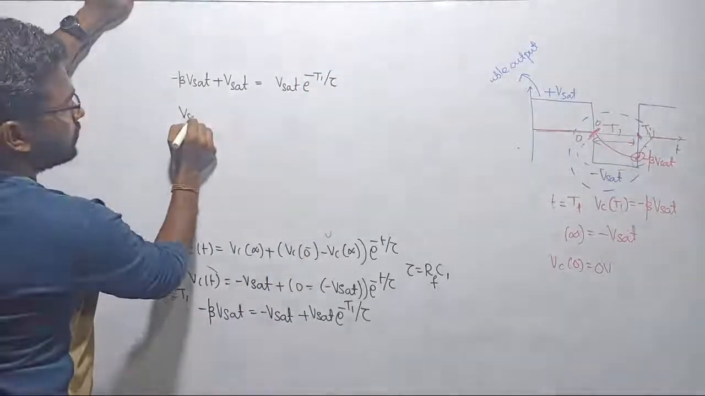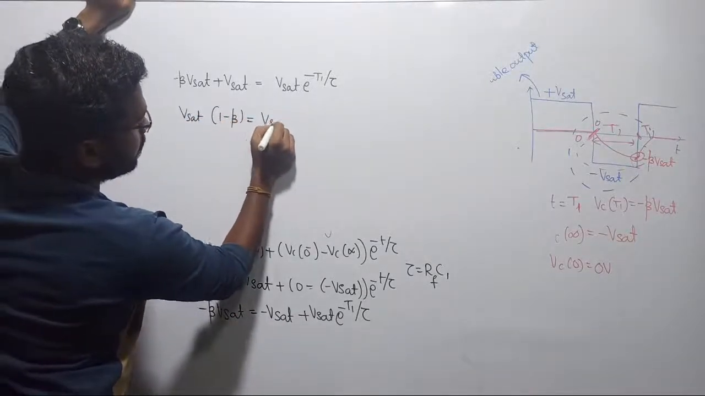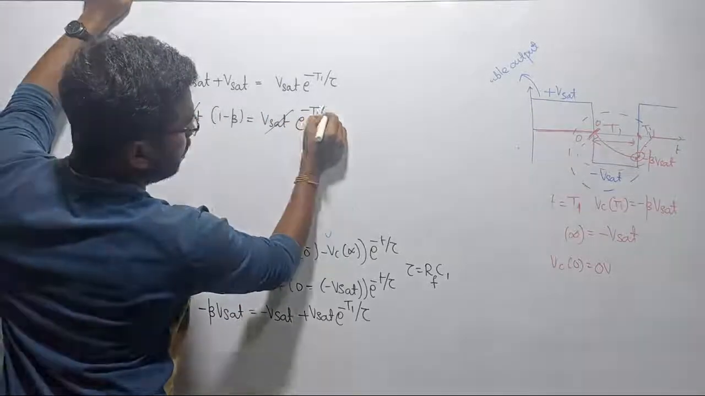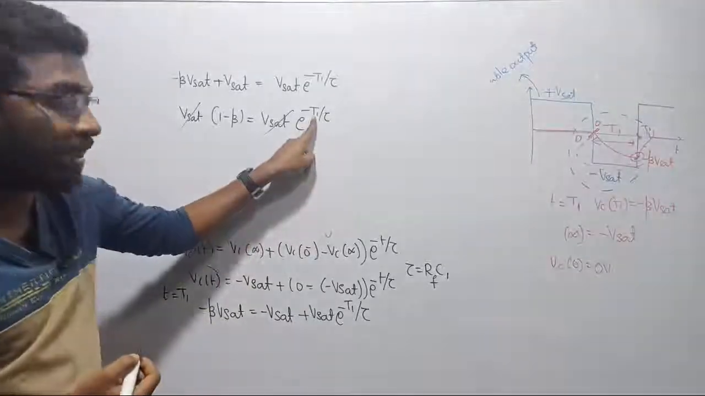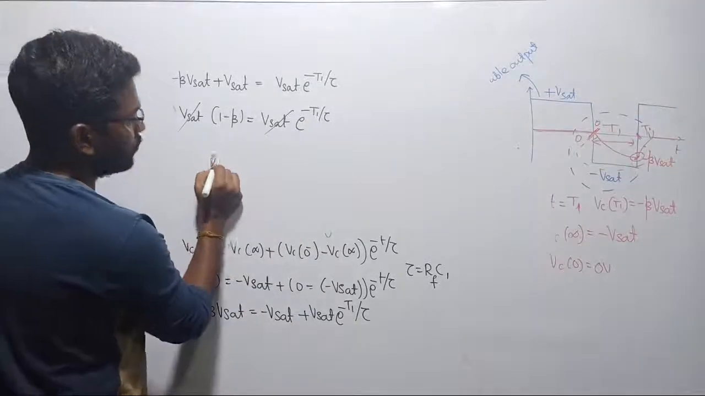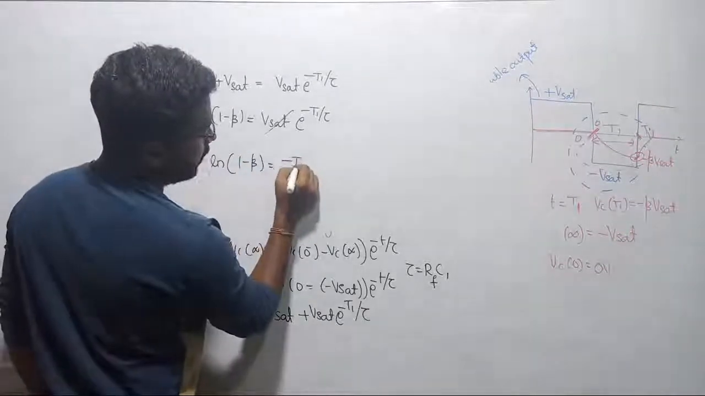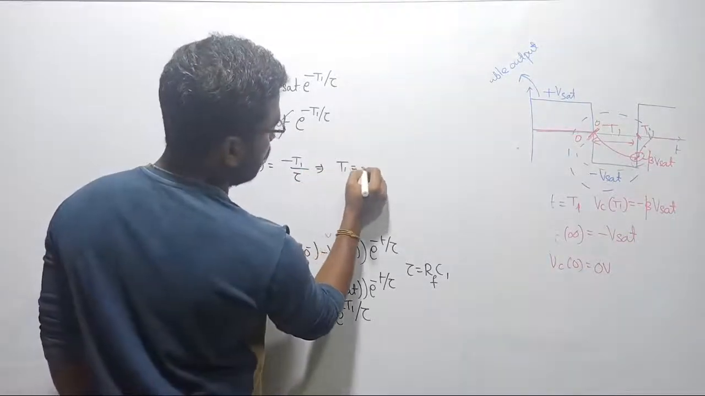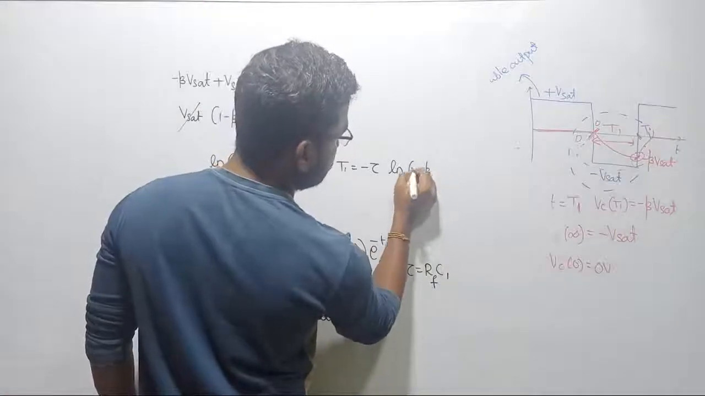Taking Vsat outside, it becomes 1 minus beta equal to Vsat cancelled, e power minus t1 by tau. Now we know how to cancel this exponential, because my target is t1, right? Take ln on both sides. So ln of 1 minus beta will be equal to minus t1 by tau, right? And so t1 is equal to minus tau into ln of 1 minus beta.